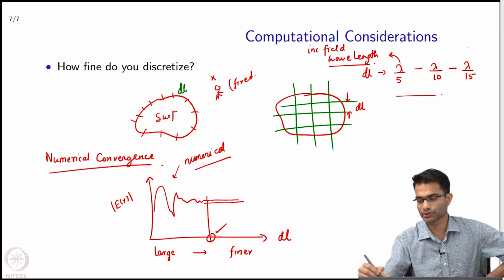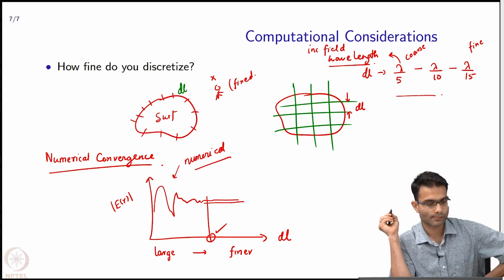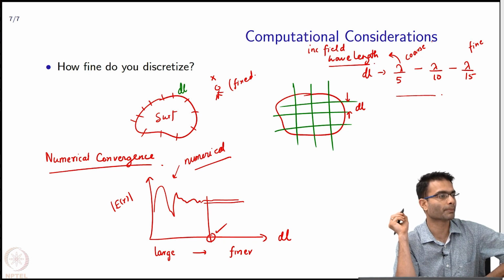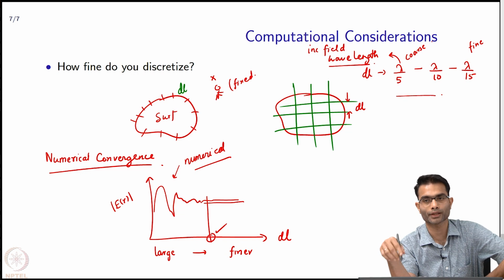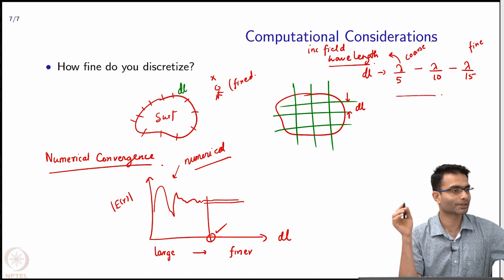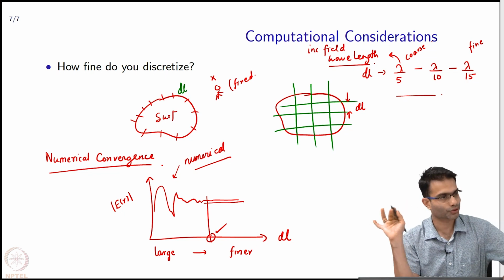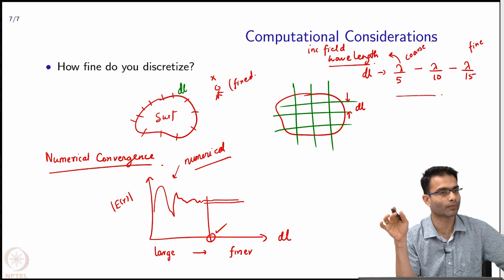So, this is fine and this is coarse. But just use this as a rule of thumb. It may be wrong also for your problem. You should check. This is just to tell you to not start from DL equal to 2 lambda or some ridiculously large number like that. That is for sure not going to work. And choosing lambda by 100 is for sure an overkill.